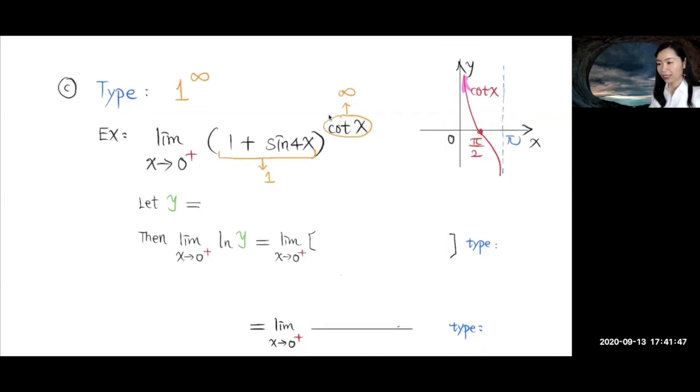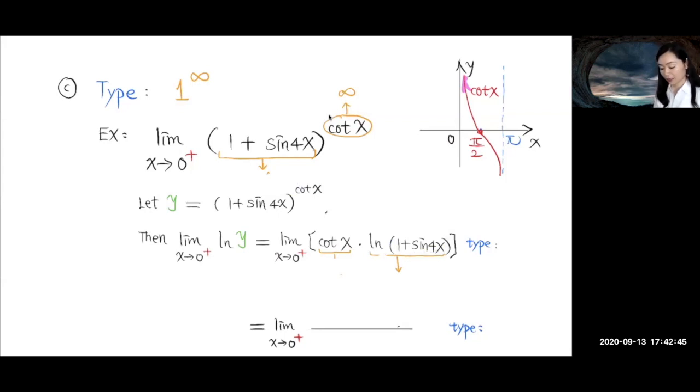So again, we use our strategy. We're going to let y be this function over here. Y equal to this. And then we're going to take ln of this y. When we take ln of y over here, ln of y will have this cotangent x in front of ln, and times ln of parenthesis 1 plus sine of 4x.